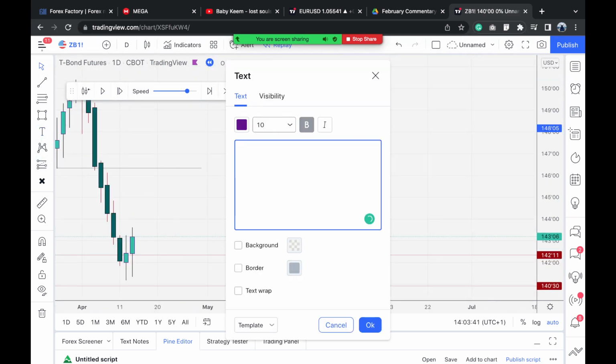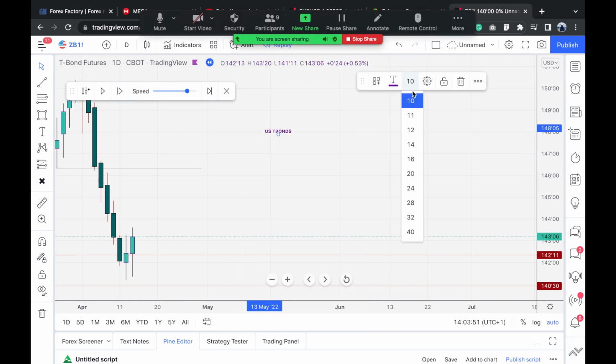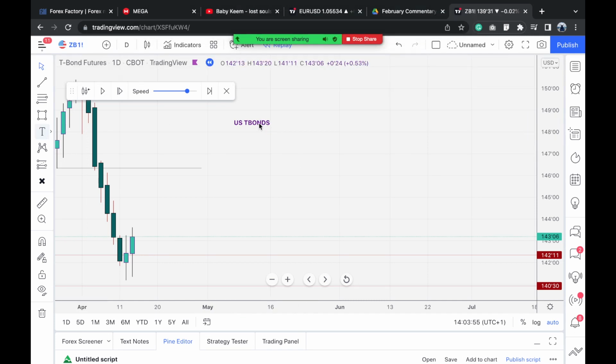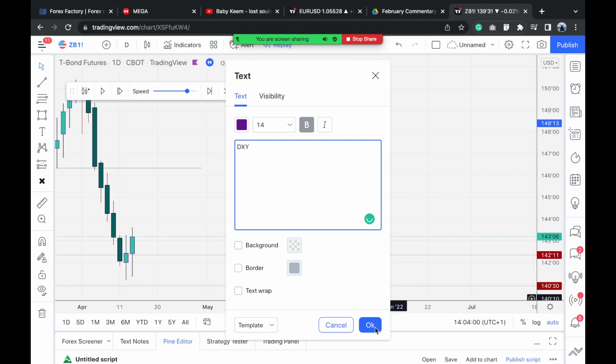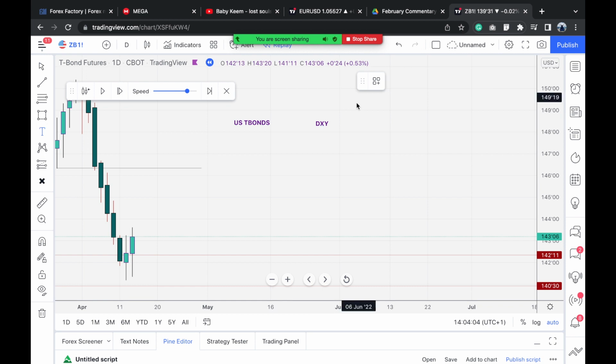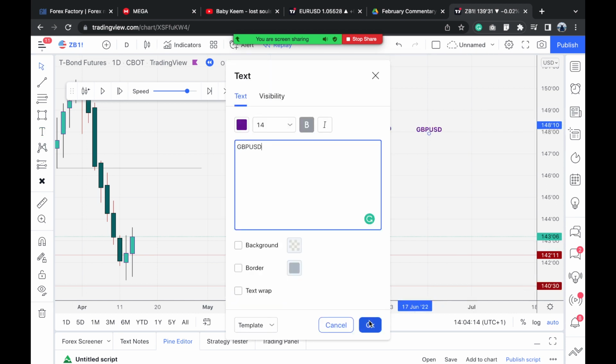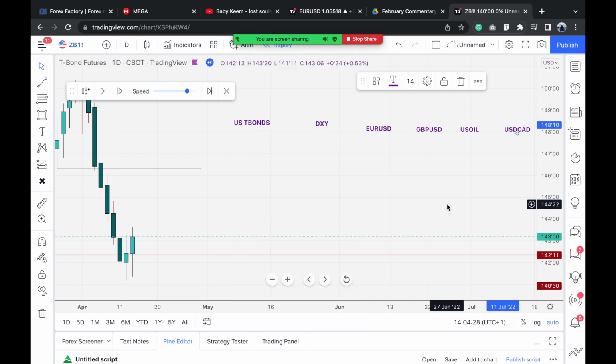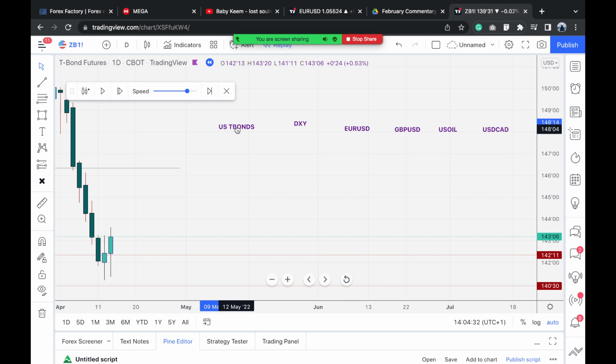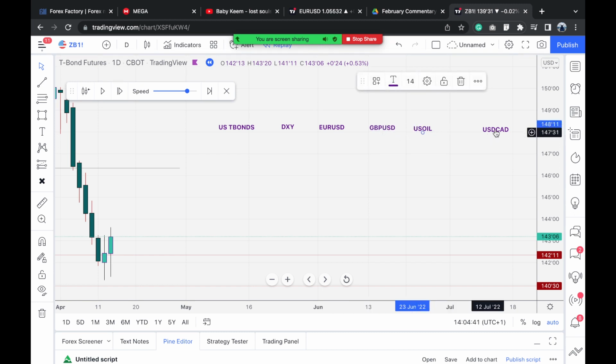Okay, let's do it this way. T bonds. Now let's use U.S. T bonds. Let's do 14. U.S. T bonds there. DXY here. USD is here. GBP is here. US oil is here. USD CAD is here. So let's do this. All right. Dollar, fiber, cable, US oil, loonie. Okay. So we have one, two, three, four, five, six assets.